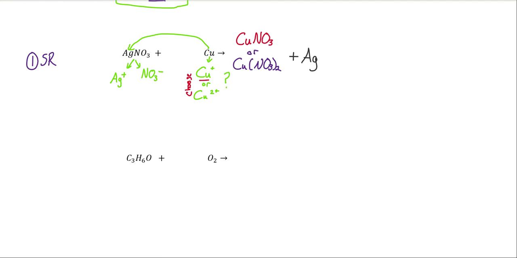I see it's C3H6O and O2. When those are reacting, C3H6O is an organic compound, and oxygen means this is a combustion reaction. So my step one is identify that it is a combustion reaction. Now, what's the pattern for a combustion reaction? Combustion reactions actually have the easiest pattern. All combustions have products of carbon dioxide and water.